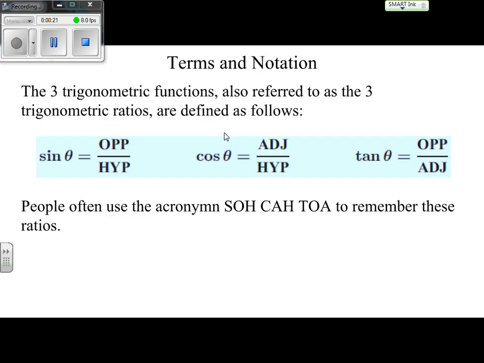So there are three trigonometric functions that we looked at last lesson, and those include sine of an angle, which is opposite over hypotenuse, cosine of an angle, which is adjacent over hypotenuse, and tangent of an angle, which is opposite over adjacent. If you're unsure about what any of these mean, go back to our previous lesson because those were all covered there.